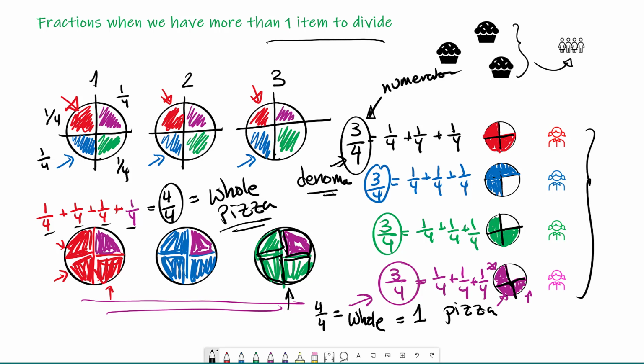So in this video, we started to look at what happens when we have more than one item to divide. For example, we have 3 cupcakes that we want to divide among 4 kids. And this built on the information we learned in the previous video. So again, if you haven't seen it, please check it out.